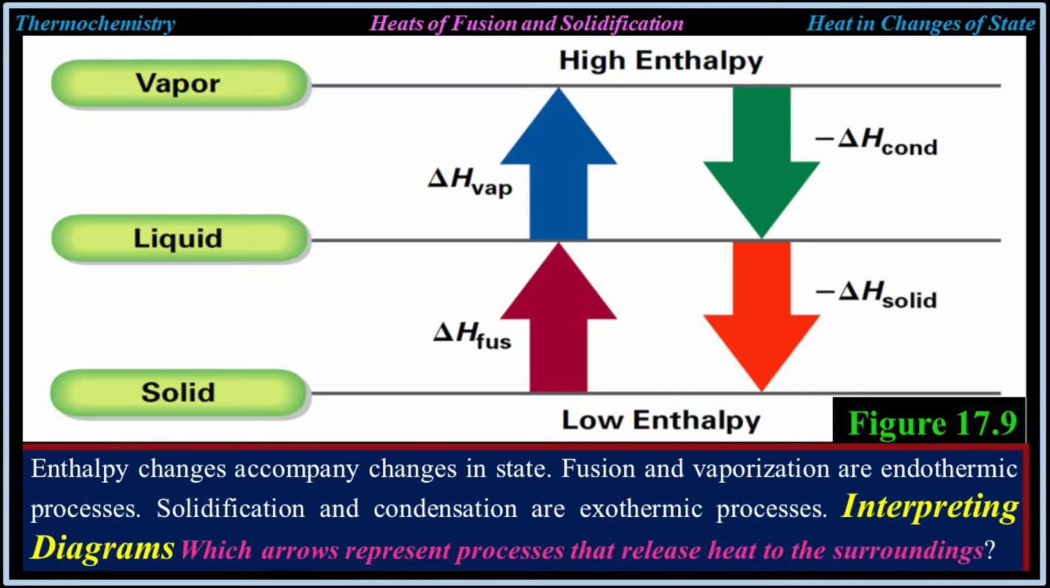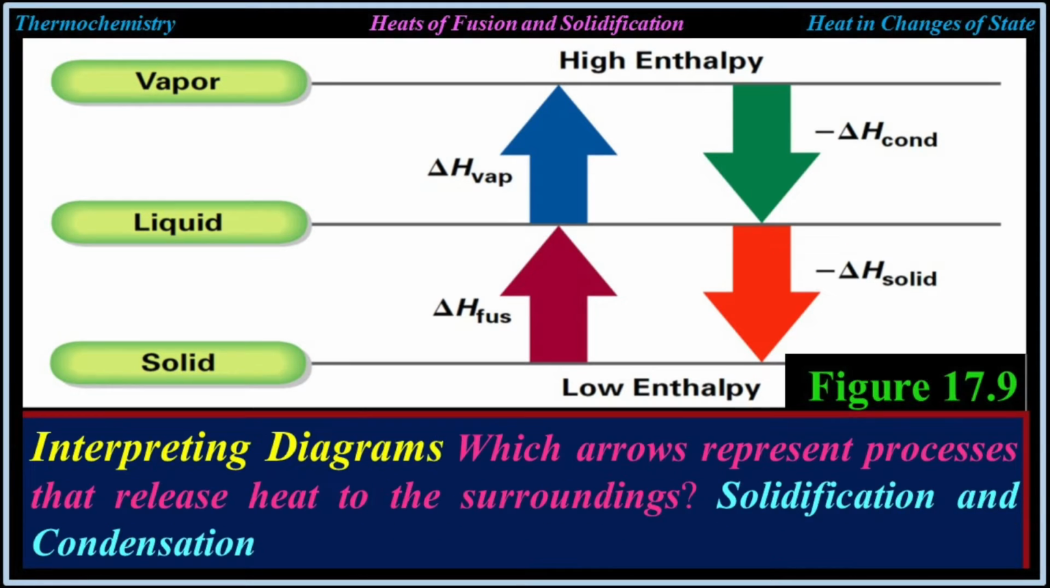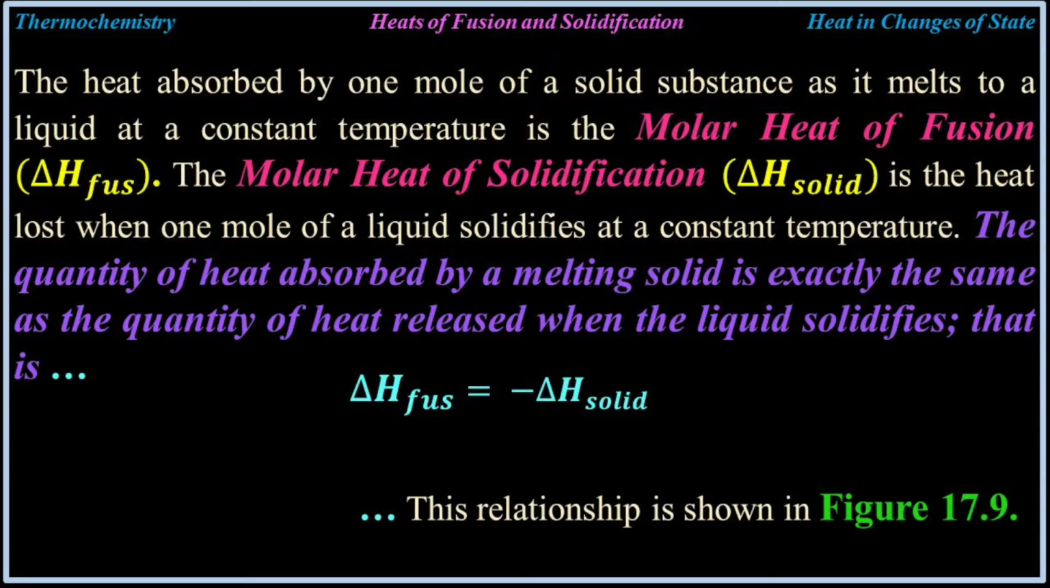Enthalpy changes accompany changes in state. Fusion and vaporization are endothermic processes. Solidification and condensation are exothermic processes. Interpreting diagrams. Which arrows represent processes that release heat to the surroundings? That is solidification and condensation.